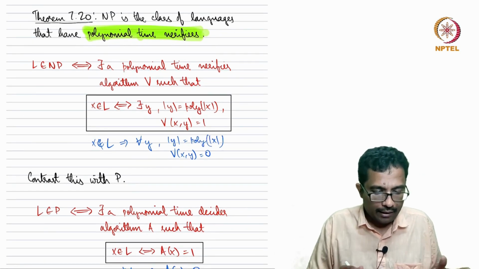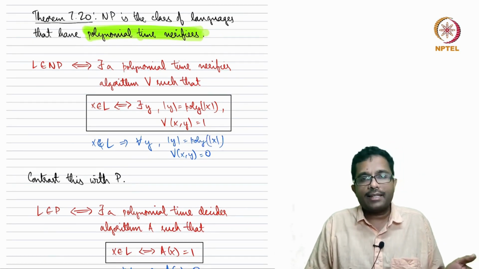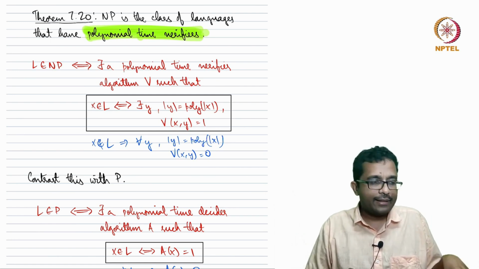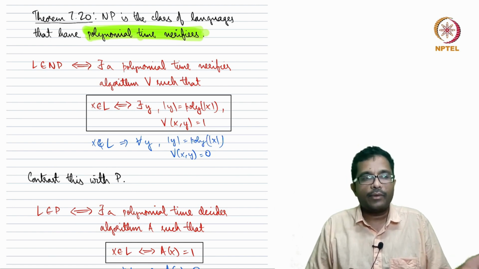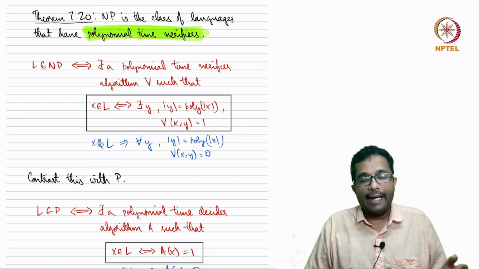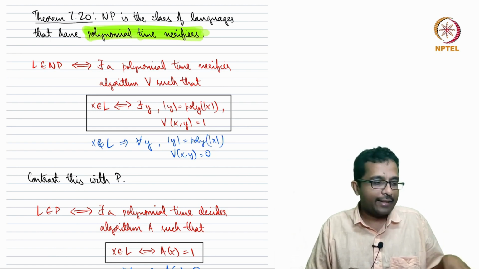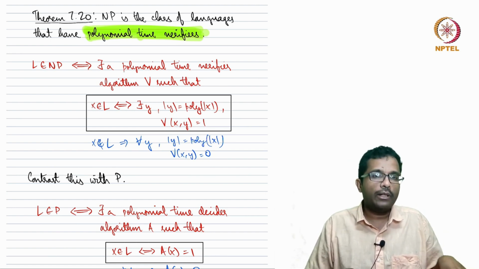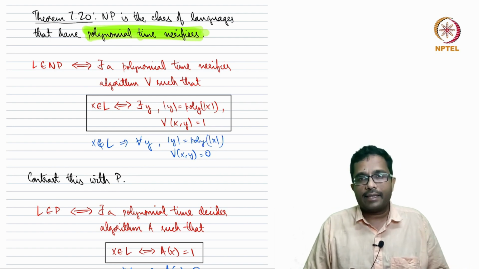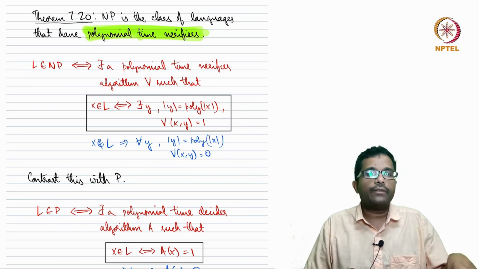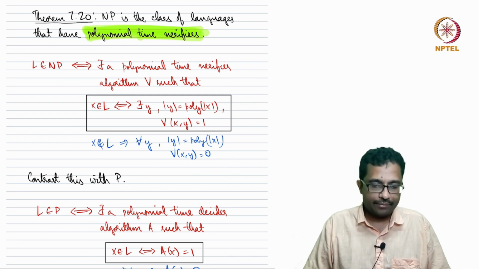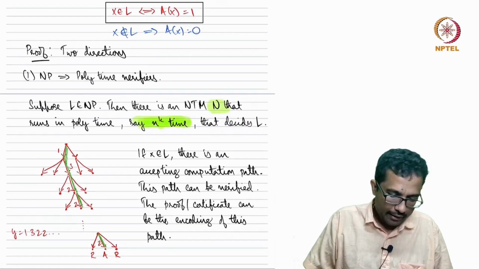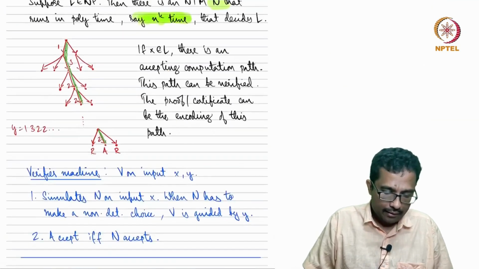So for instance, if L is the class of 3-colorable graphs, and X is a 3-colorable graph, then Y is a 3-coloring that helps us verify that the graph is 3-colorable. If L is the class of satisfiable Boolean formulas, then X is a specific satisfiable Boolean formula, and Y is the satisfying assignment that we can use to verify that X is in the class of satisfiable Boolean formulas. And the two directions were both straightforward.